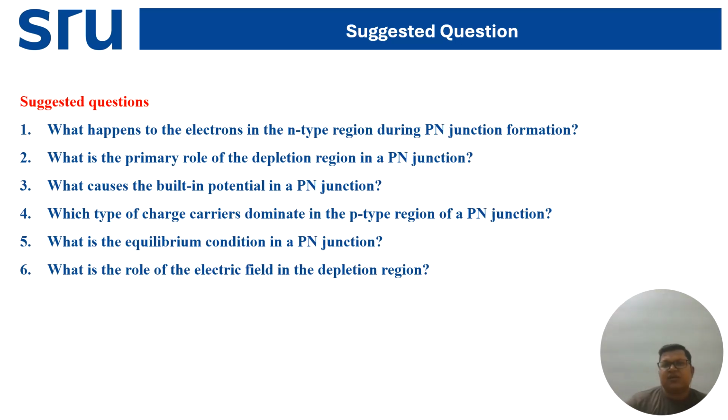So these are the suggested questions for PN junction. What happens to the electrons in the n-type region during PN junction formation? What is the primary role of the depletion region in PN junction? What causes the built-in potential in a PN junction? Which type of charge carriers dominate in the p-type region of a PN junction? What is the equilibrium condition in a PN junction? What is the role of the electric field in the depletion region? So all these questions we have already discussed. So these could be the possible questions from this PN junction formation and the equilibrium.